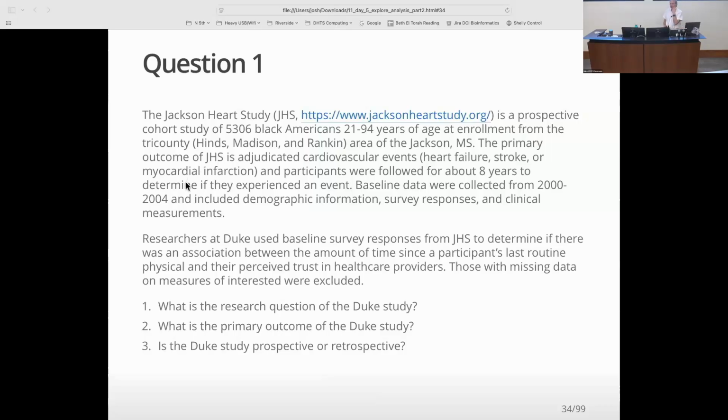Okay, so anyone want to say what the research question is of the study? Is there an association between the amount of time since a participant's last routine physical and their perceived trust in healthcare providers?